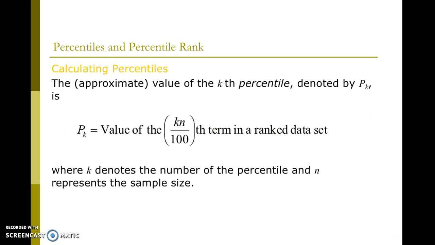So to calculate percentiles, the approximate value of the kth percentile, denoted by P sub k, is k, the percentile you're talking about, whether it's the 70th percentile, 20th percentile, 85th percentile, or 92nd percentile, times n, where n is the sample size, how big the sample is, and then divided by 100. That gives us P sub k, the percentile of the data.